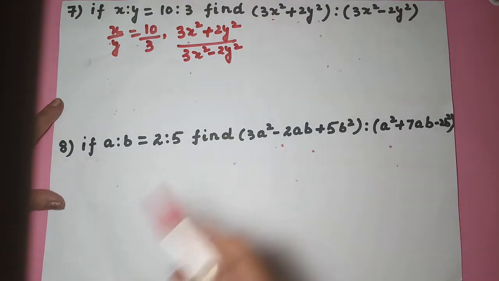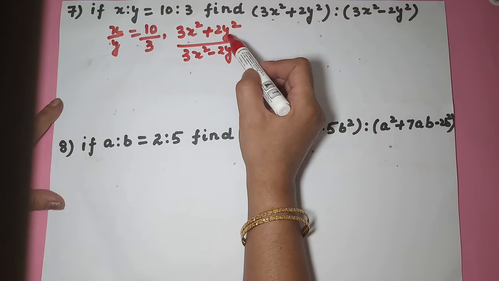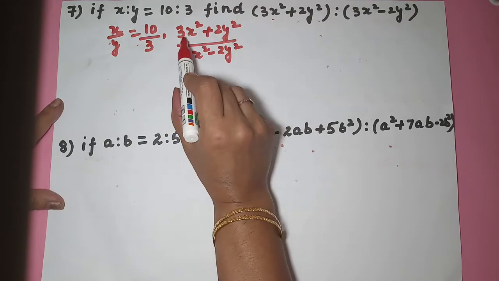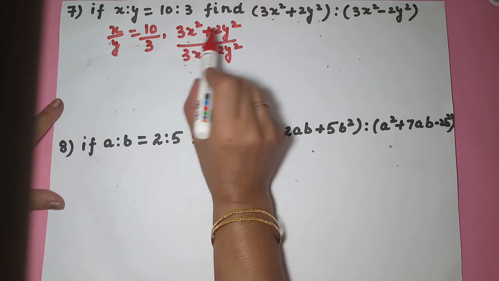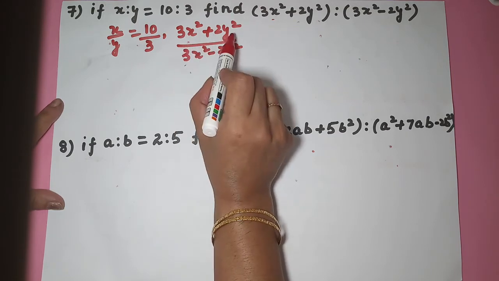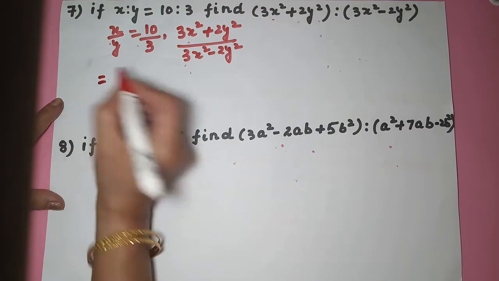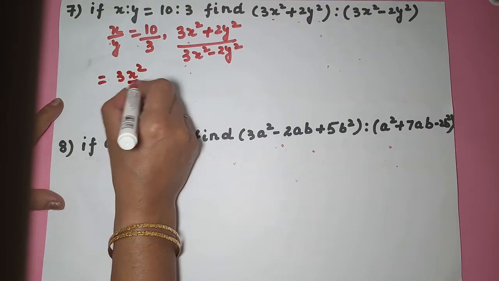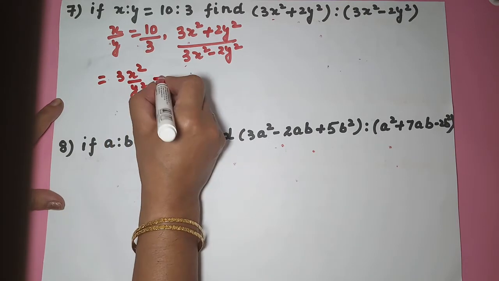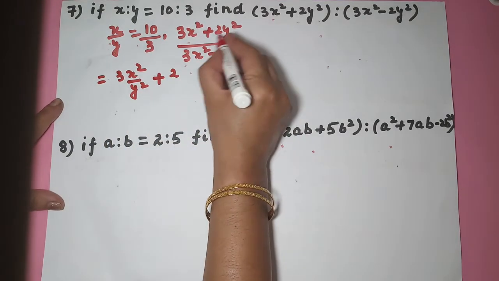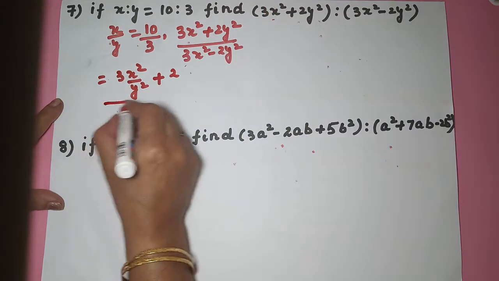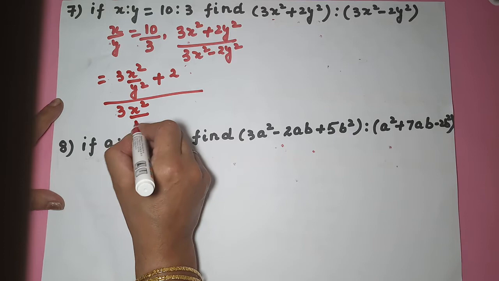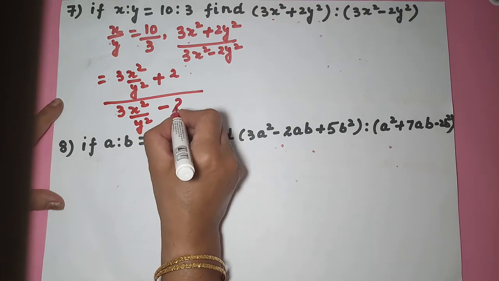So this time, in order to get rid of this y square, what will I do? I will divide each term by y square. Earlier we divided each term by y. Now this time we'll divide each term by y square. So what will we get? Let's see. 3x square divided by y square plus 2, because if we divide this term by y square, y square will go. Then here 3x square by y square minus 2.